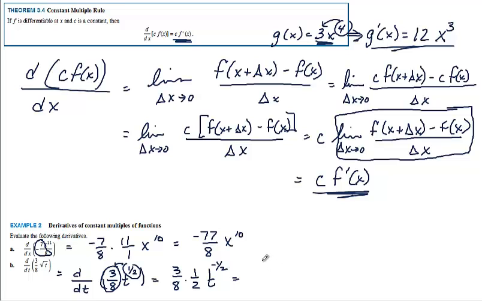This one's kind of messy. 3 over 16, and then that would be t to the negative 1/2 power. That would best be written as 3 over 16 square root of t.